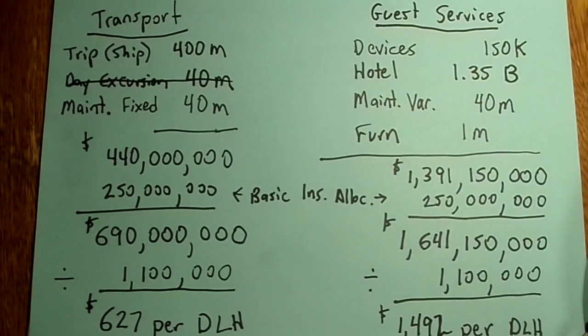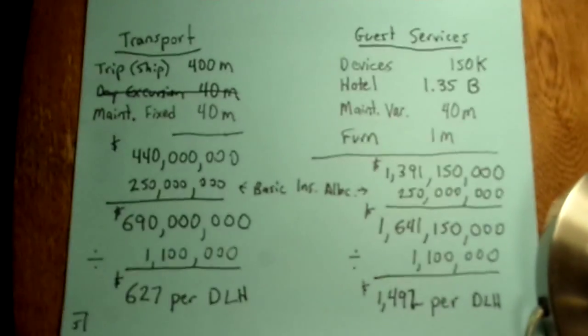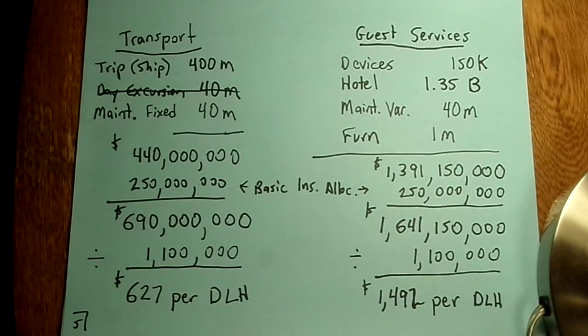So here's an example of how I might divvy up the two departments. So transport, I might have the cost of the ship itself, and if you remember, that was $4 billion. But I decided the ship would last 10 years, and so the annual cost is $400 million.